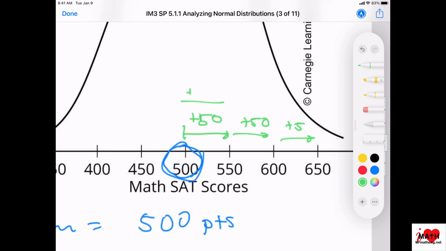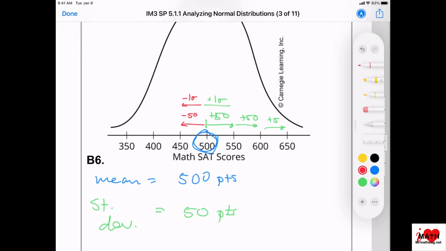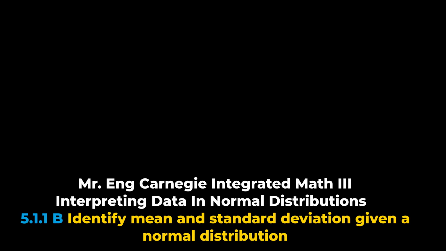This is one standard deviation. If you went this direction, notice from 500, you can subtract 50, and that is one standard deviation. We call it below. We don't usually say a -1 standard deviation. That's kind of like we call it a -1 z-score. We'll just say it's below the mean. So that's our answer for B6.